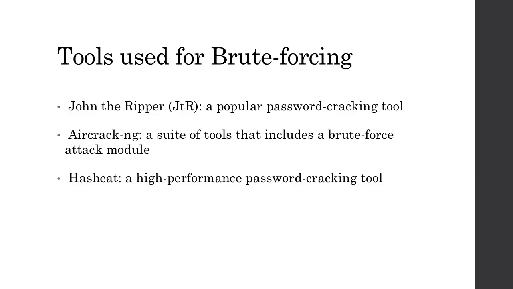John the Ripper, JTR, a popular tool that can crack passwords using different methods, like guessing combinations. AirCrackNG, a suite of tools that helps with wireless network security. It has a module for brute forcing Wi-Fi passwords. Hashcat, a high-performance tool specifically designed to crack passwords quickly and efficiently. These tools are like super powerful password guessers, but they should be used responsibly and only for legitimate purposes.